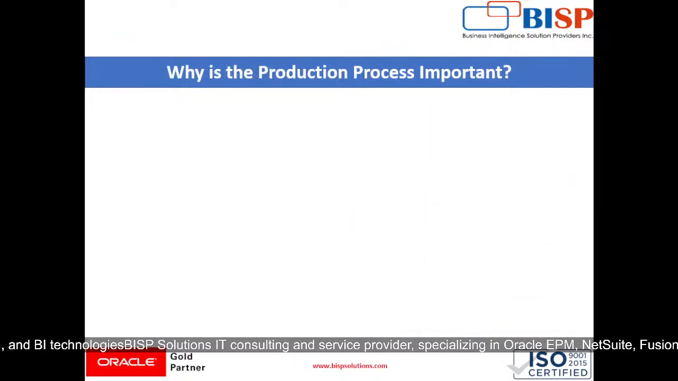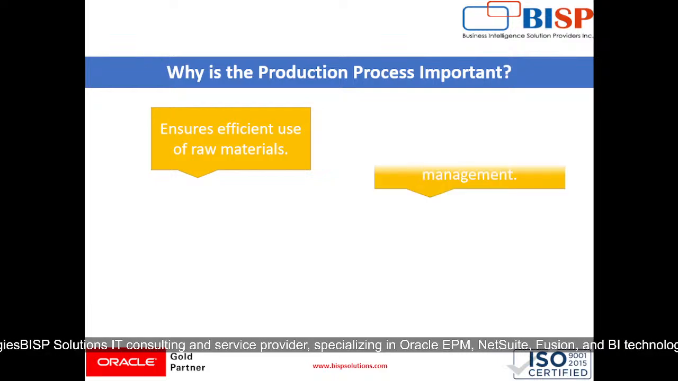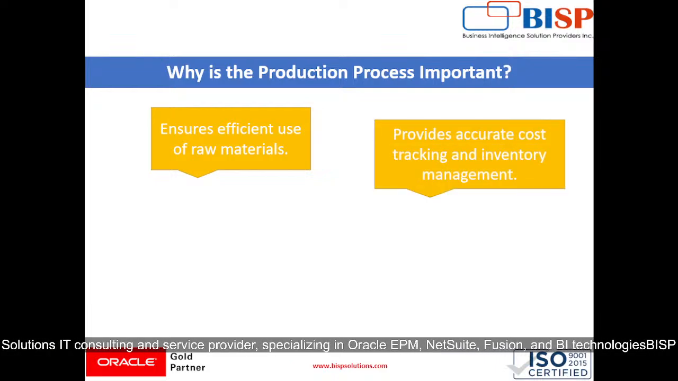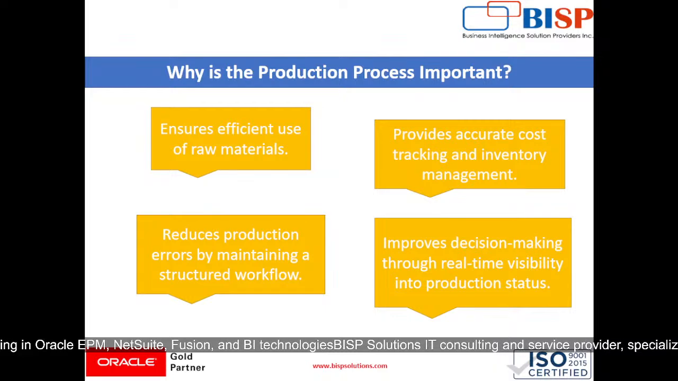So why is the production process important? It ensures efficient use of raw materials, and provides accurate cost tracking and inventory management. It also reduces production errors by maintaining a structured workflow, and it improves decision making through real-time visibility into production status.